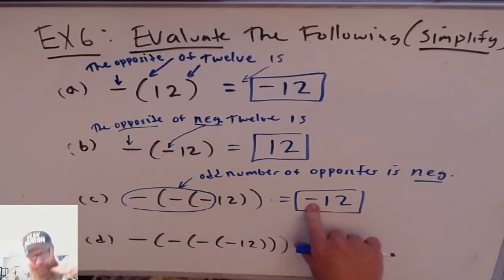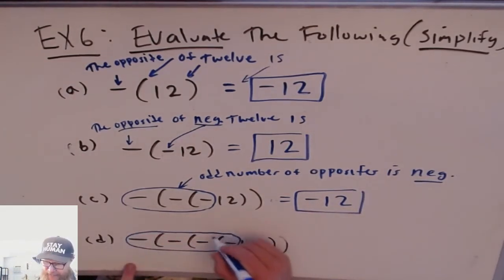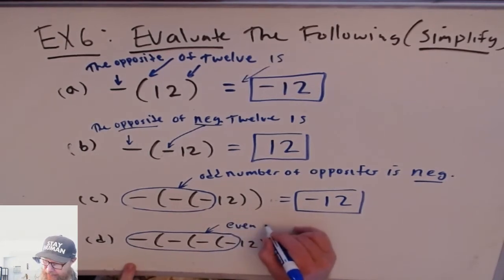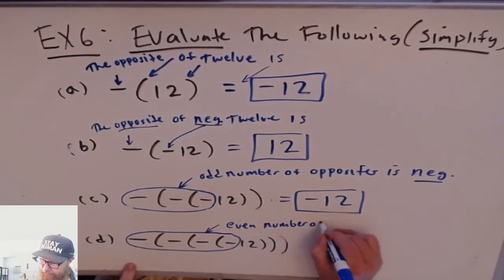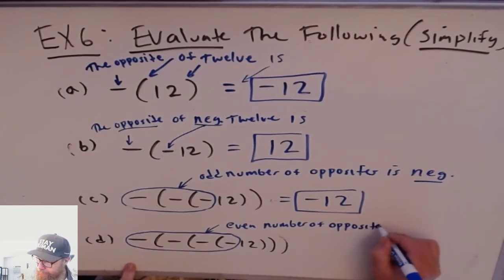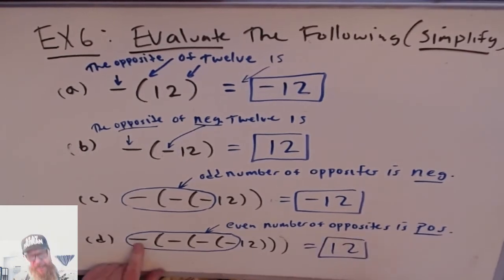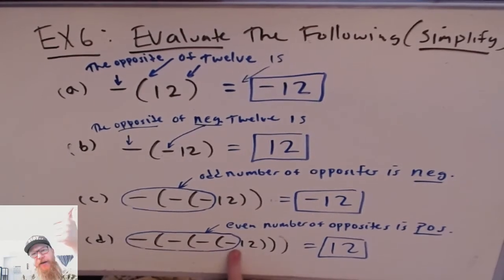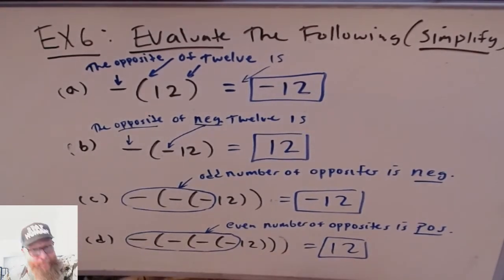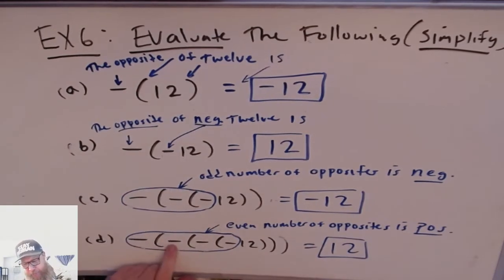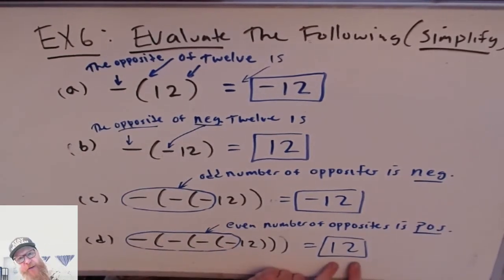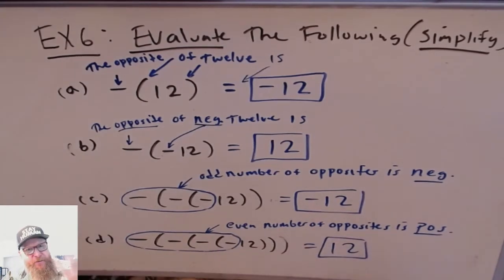All right, here we've got 4 opposites. So that's an even number of opposites. That will be positive. This is like you went down, up, down, up, and so the final answer is up, if you're thinking of positives and negatives as going up and down. If you're thinking of positives and negatives as going left and right, then it's like saying left, right, left, right, and so the final answer is right, because there are 4 opposites.